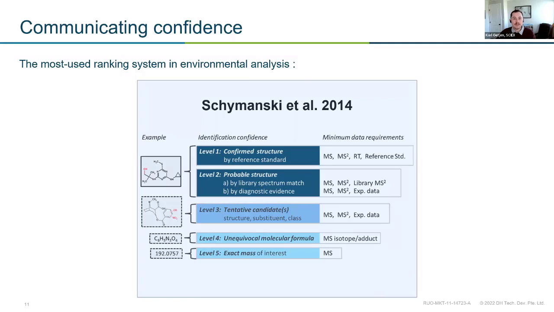All the way up to a level 1, the top of that pyramid, which would be we have a reference standard, we've matched it, we're super confident in what we're looking at. And then a level 2, which would be more of a library match, versus a level 3 where we have a tentative structure, but maybe there's no spectral data in a library to match to. We don't have any diagnostic ions. So we're stuck in that sort of gray space.